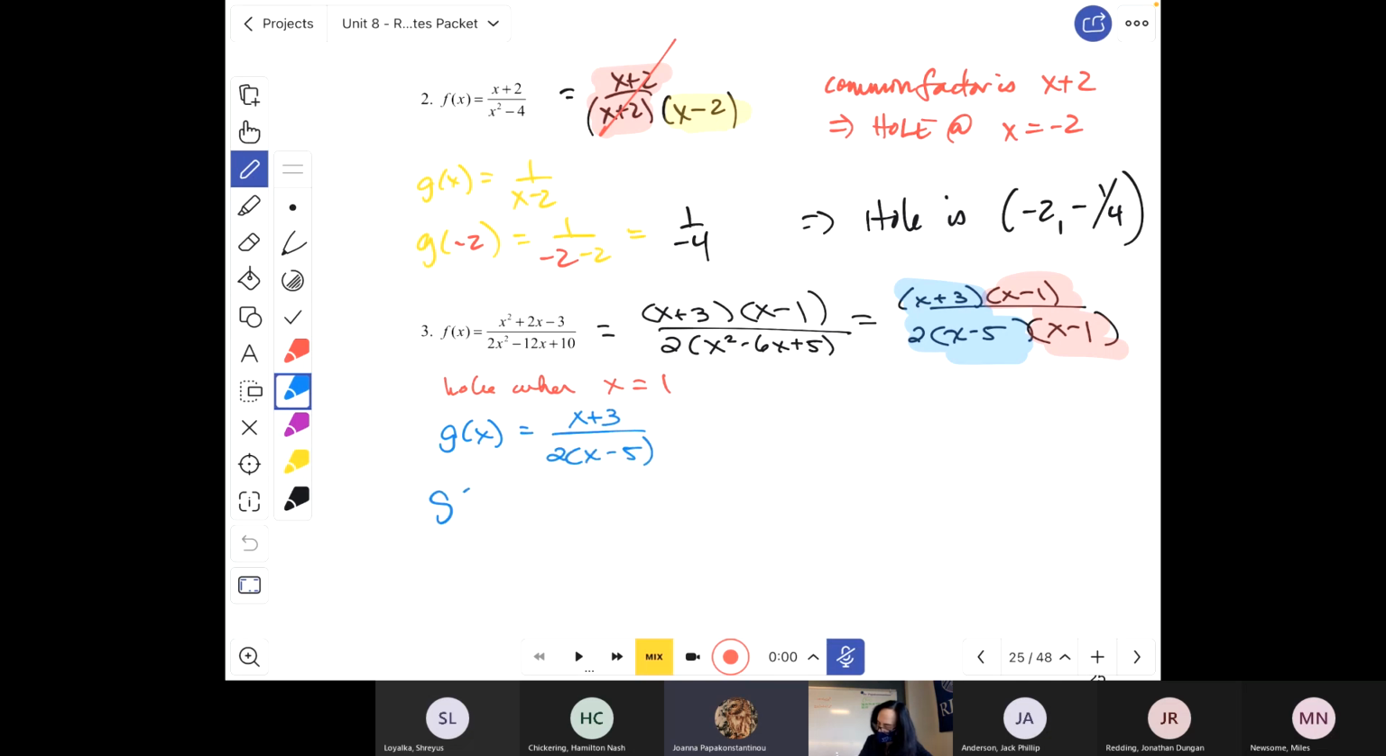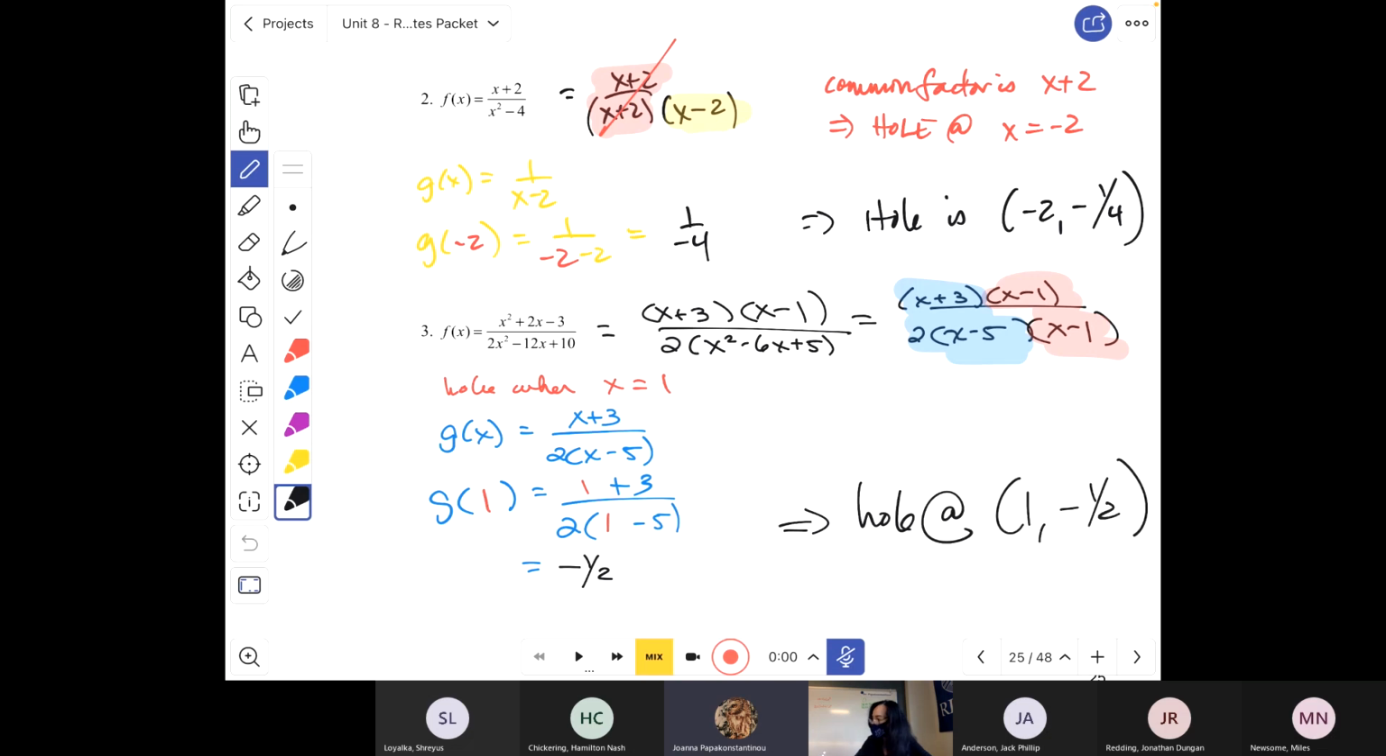And I'm going to substitute in that value of x that I just found. And what is g evaluated at 1? Negative a half. So therefore, I have a hole at 1, negative 1/2. Do we see how to find the actual point? Okay, I told you factoring is with you forever.